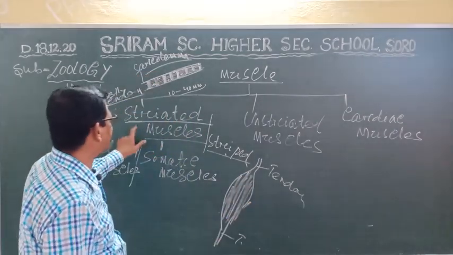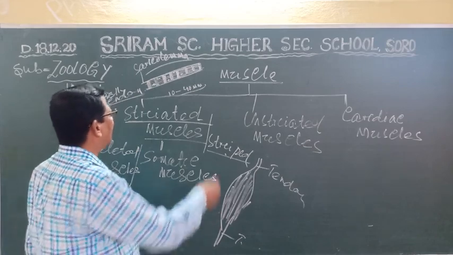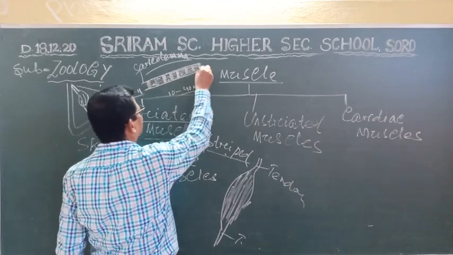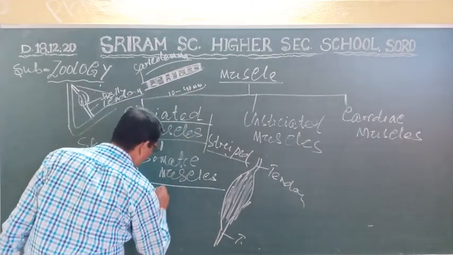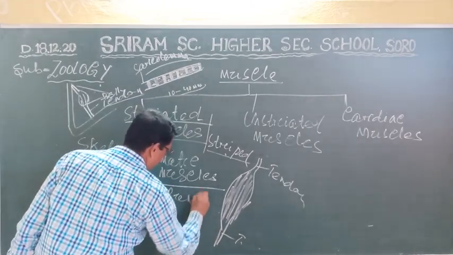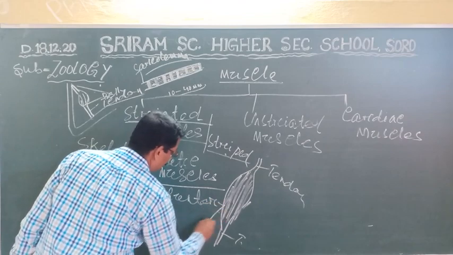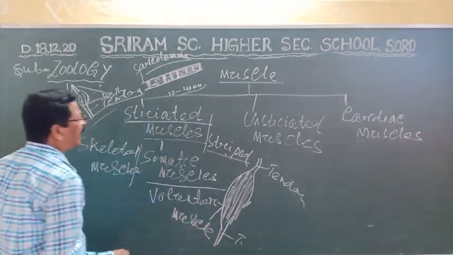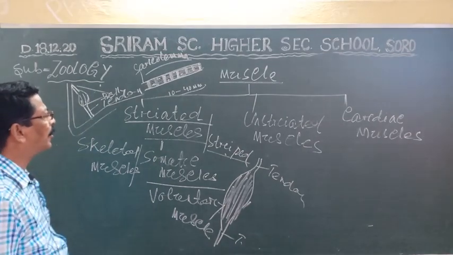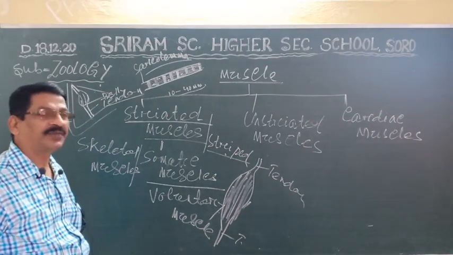That is the striated muscle, and these striated muscles are otherwise called the voluntary muscles because they act by the will of the individual.